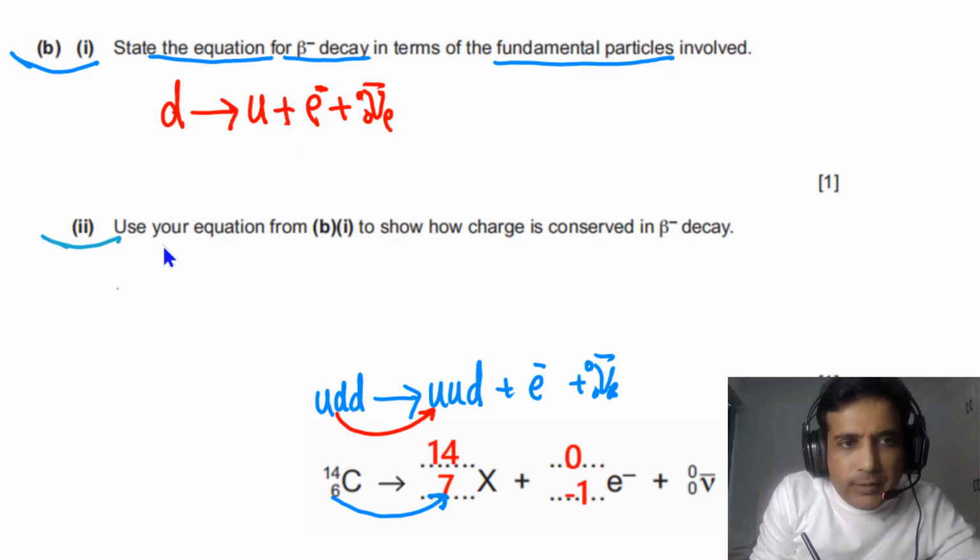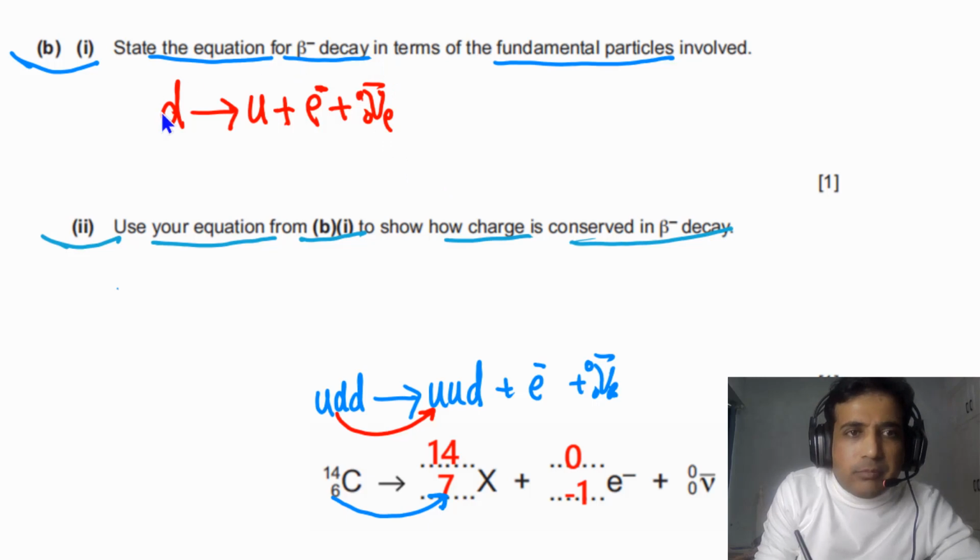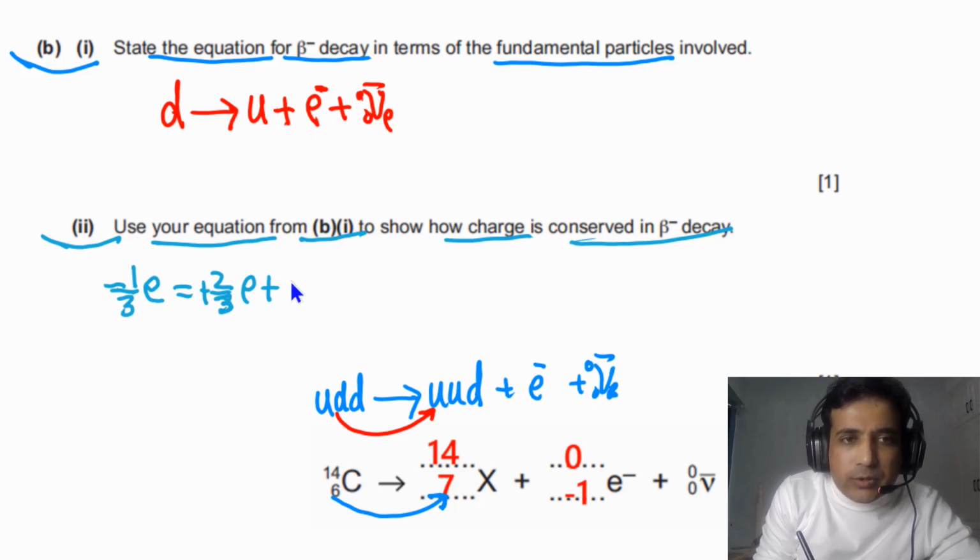For the second part, we need to use the equation from B1 to show how charge is conserved in beta minus decay. Means we need to use this equation. We have a down quark and the charge on the down quark is minus 1 over 3 times e. And the charge on the up quark is 2 by 3e, plus 2 by 3e. And the charge on the electron is minus 1e, meaning the electron has negative charge. And the charge on the neutrino is equal to 0.